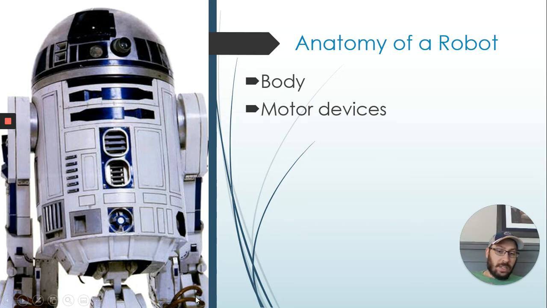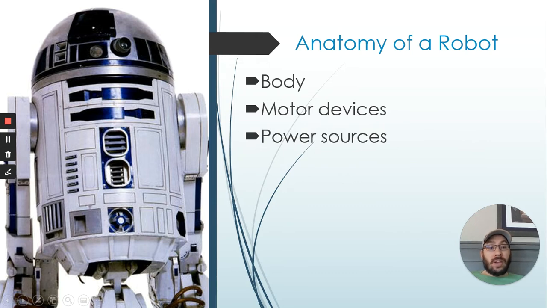He has motors down on his legs. He's got a motor up here that causes him to go up and down. In the newer movies, he has little motors that go up so he can fly, motors that twist his head, all those fun things. So there are motor devices. They also have a power source.